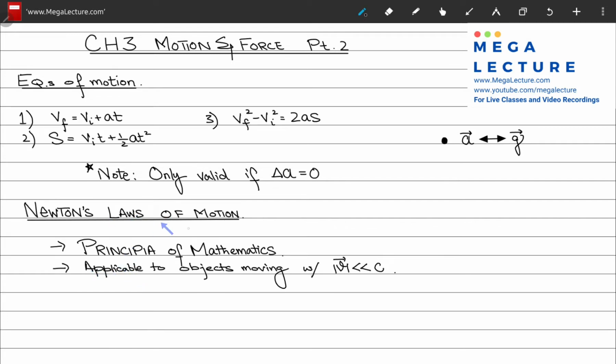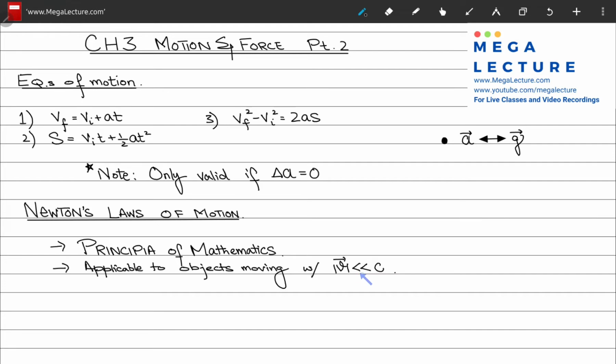Now, Newton's laws of motion are only applicable to objects which are moving with speeds that are much smaller than the speed of light. So c here is the speed of light, right? This is a limitation to Newton's laws of motion, and it might seem like a problem. If you go deeper into physics, this is obviously a problem, because then these laws are not really laws if they need some condition to be true, right?